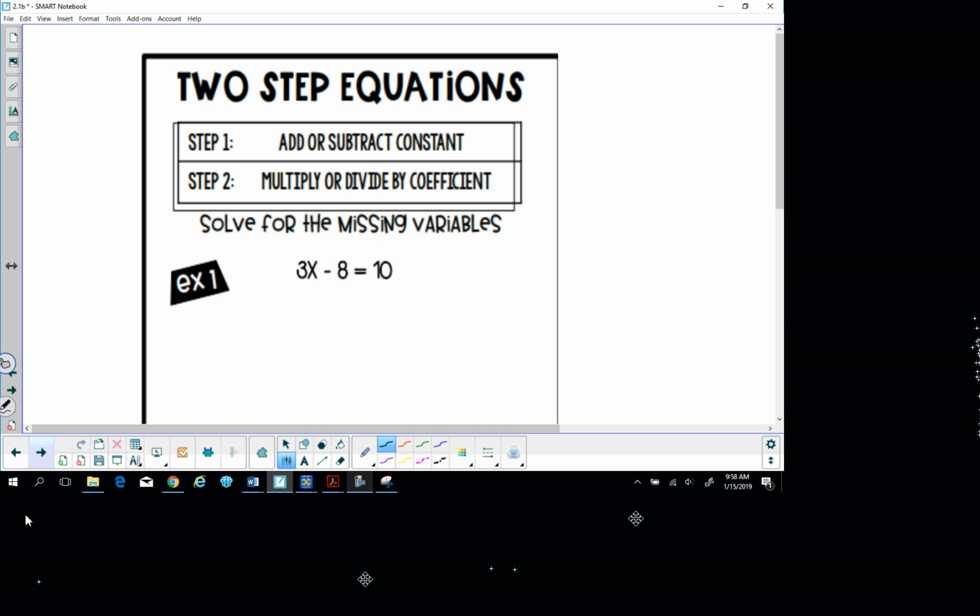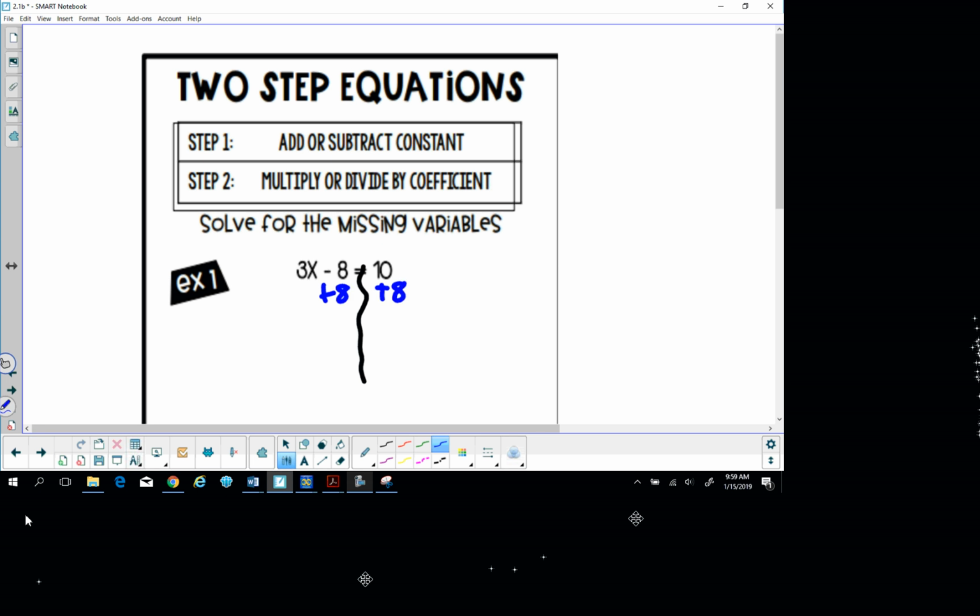And so this is a 2-step equation. So first I need to figure out drawing my river. Then who can raise their hand for a brain buck and tell me what I would do first? Remember, you can get candy with brain bucks. Add 8 to both sides.